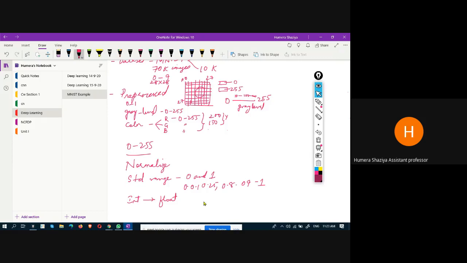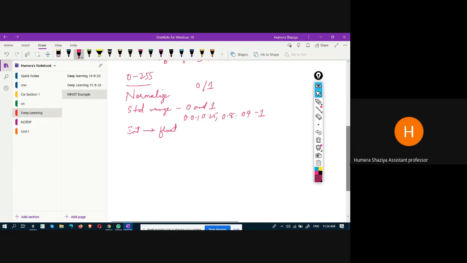So this is also part of pre-processing, converting to float, because you see here we are taking 0.1, 0.25, 0.8, 0.9, and these are all float values. These are not integer. Integer will be only 0 or 1. But we want the range between 0 and 1, all the values. For that reason, you are converting integer values into floating point values. So this all forms your pre-processing, and the data set is done.